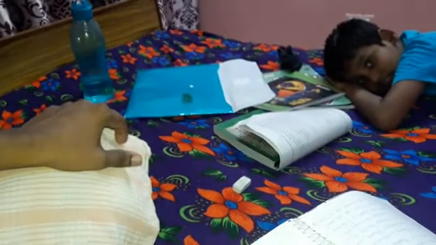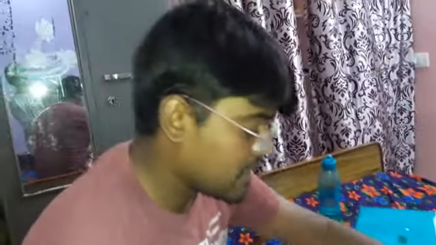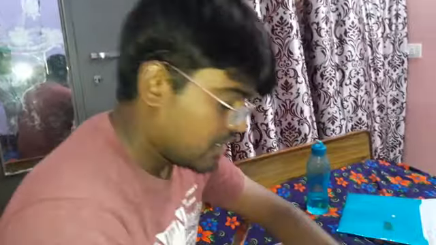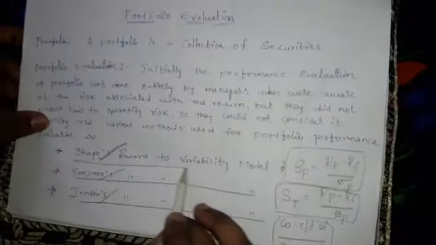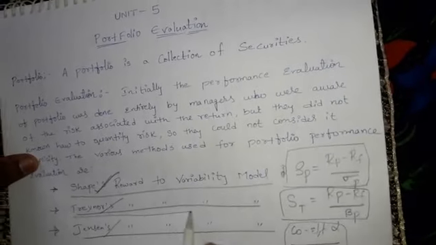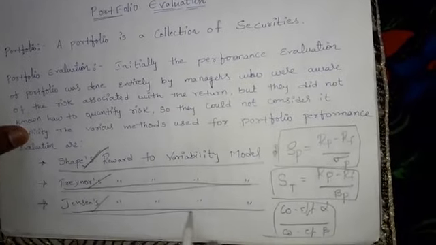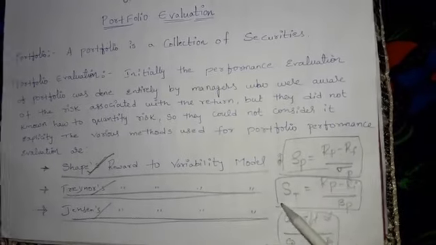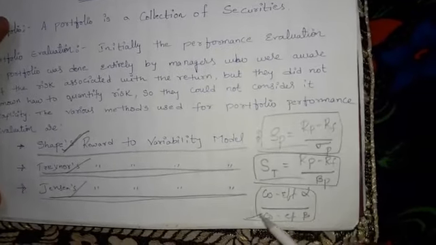In this investment management it took almost 49 minutes, and unit 5 is completed. In unit 5 we did a total of 3 concepts: Sharpe's reward variability model, Treynor's reward variability model, and Jensen's reward variability model. So these are the formulas for Sharpe's, Treynor's and Jensen's.